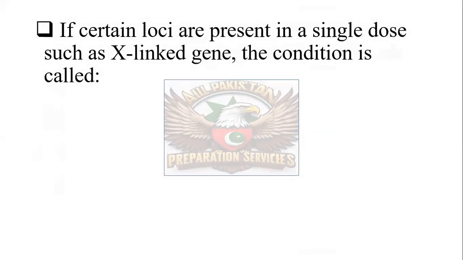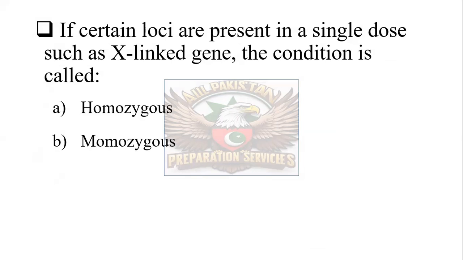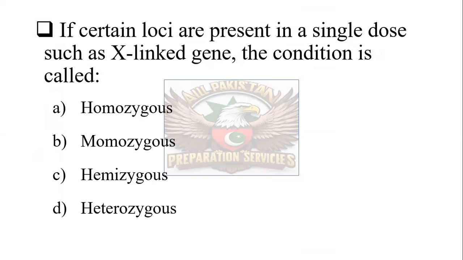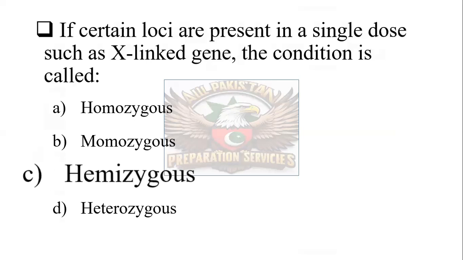Our next question is, if certain loci are present in a single dose, such as an X-linked gene, the condition is called homozygous, hemizygous, or heterozygous? The correct one is hemizygous. If certain loci are present in a single dose, such as X-linked genes, the condition is called hemizygous condition.